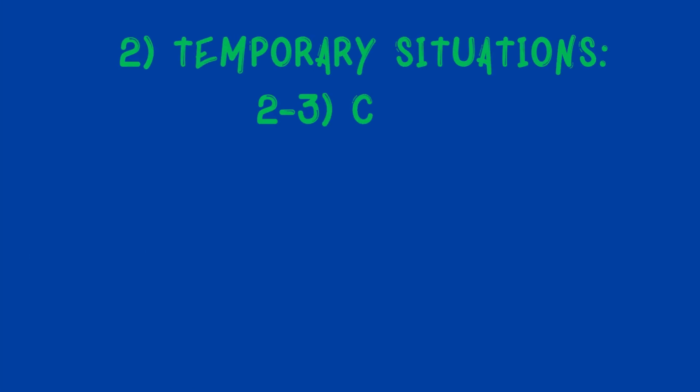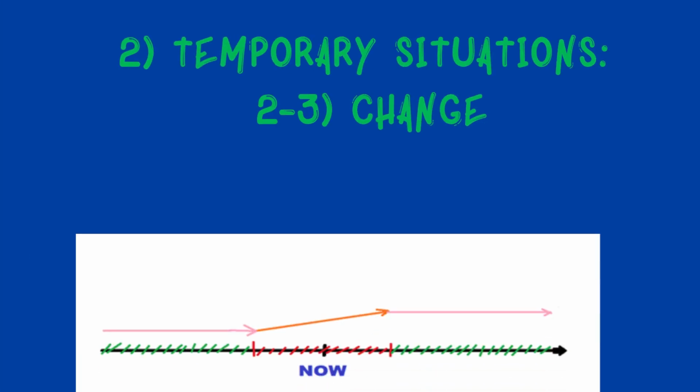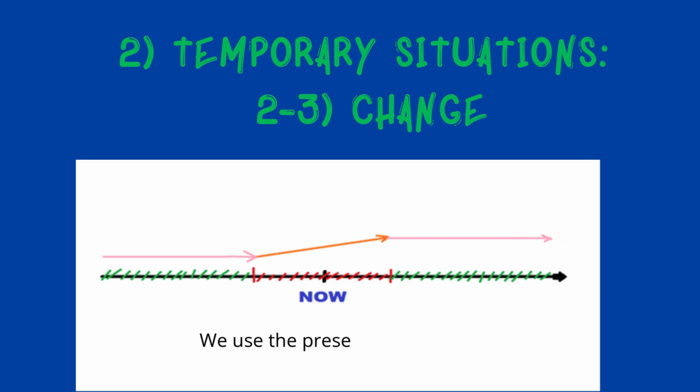Temporary situations change. We use the present continuous to talk about a gradual change.